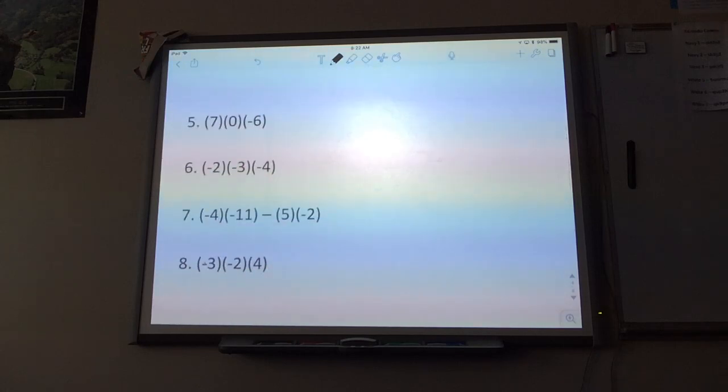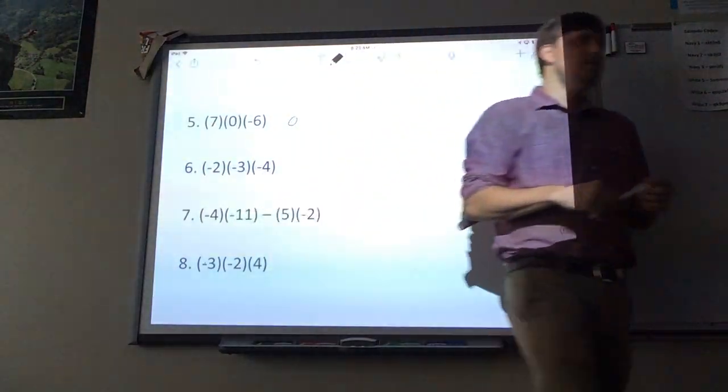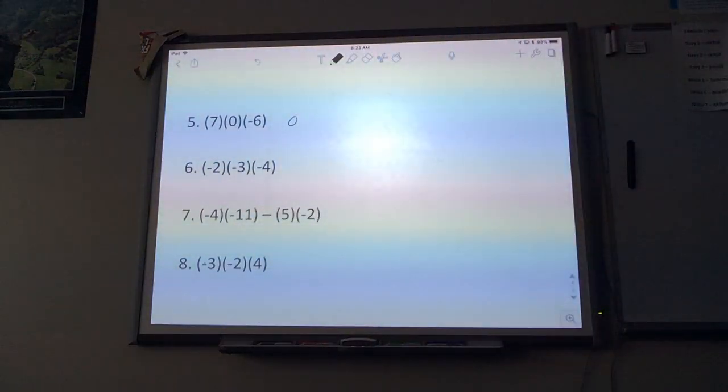Okay, let's do it with three numbers then. What is our answer here? This one's a little different. Yes, 0. We don't have a negative 0, so it's just 0. Okay? Next one. Is our answer positive or negative? Negative 24. Negative, because these two negatives cancel each other out, which means there's one left over to make our answer negative. So that's 6 times negative 4 gives me the negative 24, as you said.